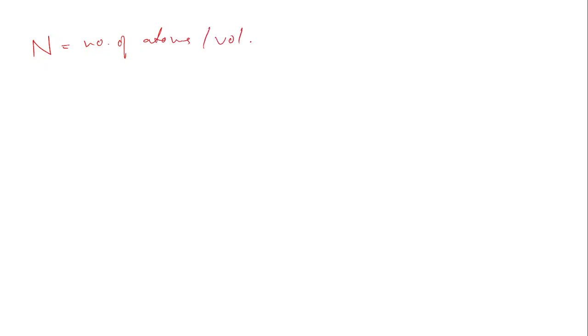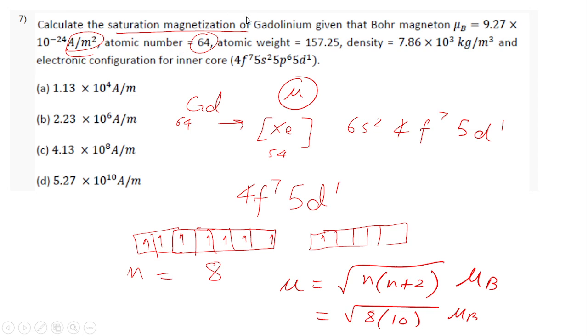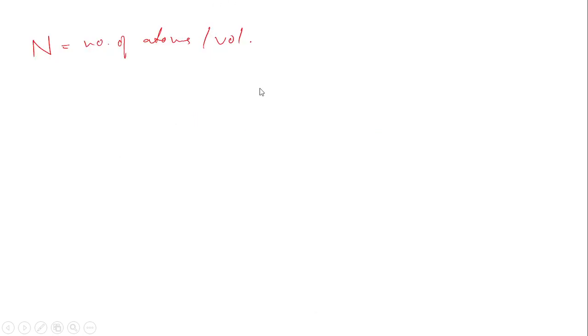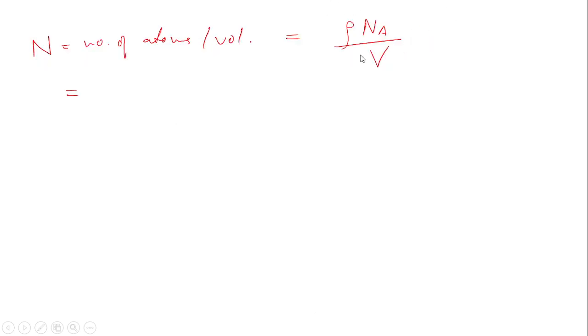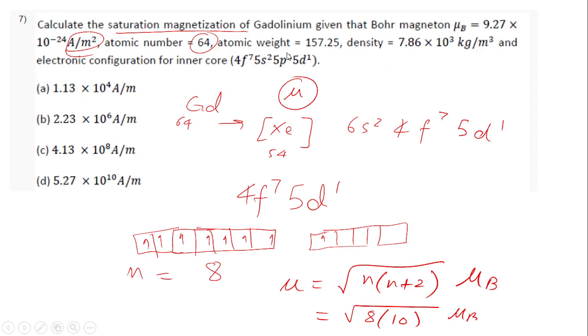Per unit volume. We need to calculate magnetization, which is magnetic moment per unit volume. And this we know: the relation between density, number of atoms, and atomic mass. So from that, this will be... density is given, because these relations we have used long back several times, so I hope you remember.